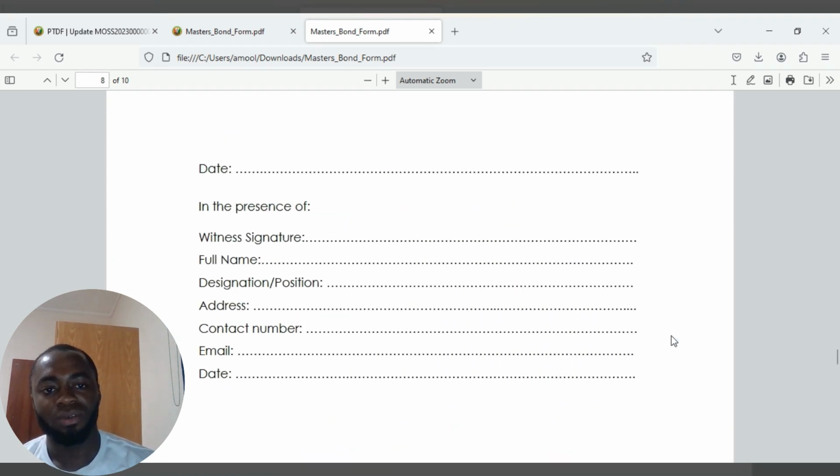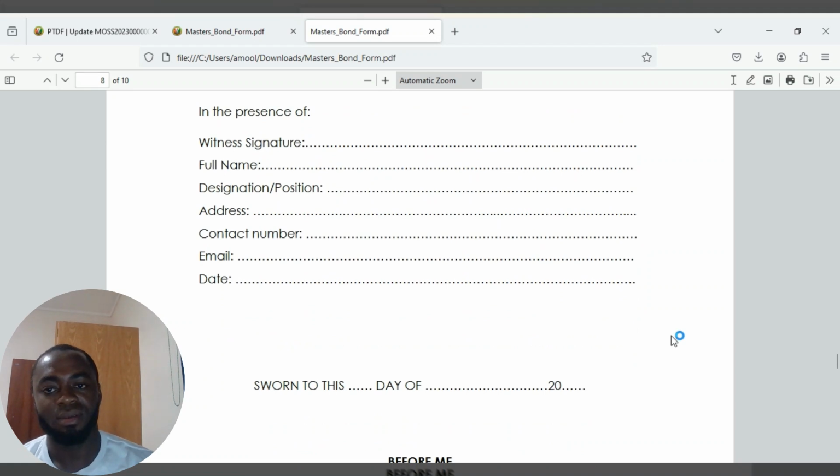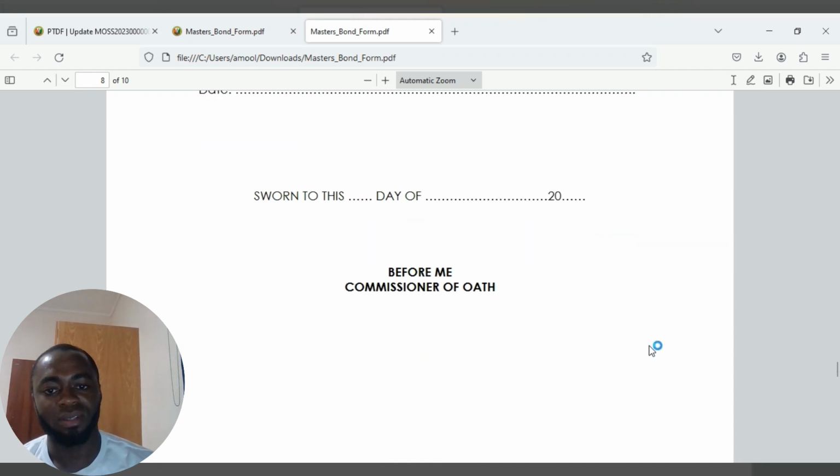Then your guarantor should also have a witness. So the witness of your guarantor is where the person will sign, then the person's full name, designation or position, address, contact phone number, email, and date. And after all that is done, the work ends there.